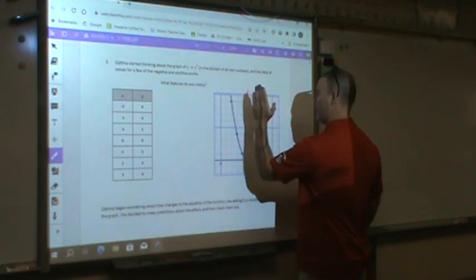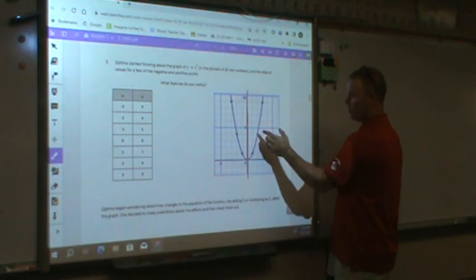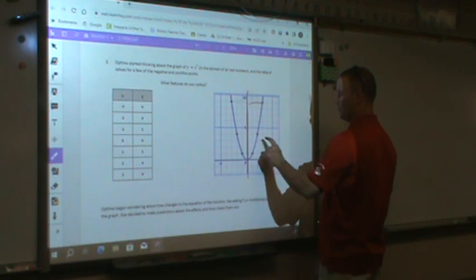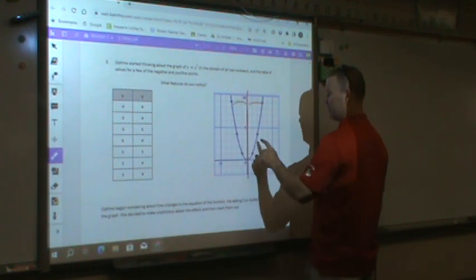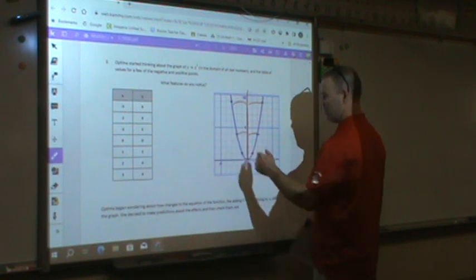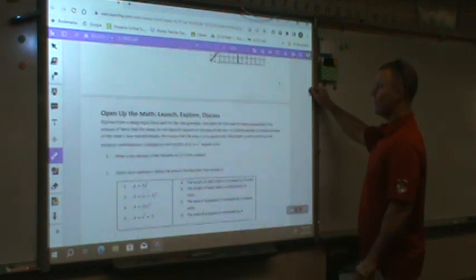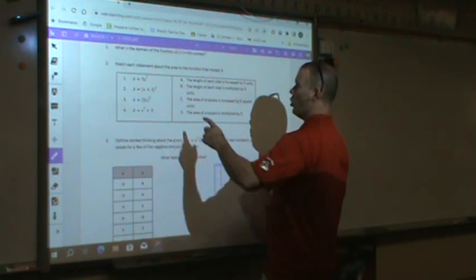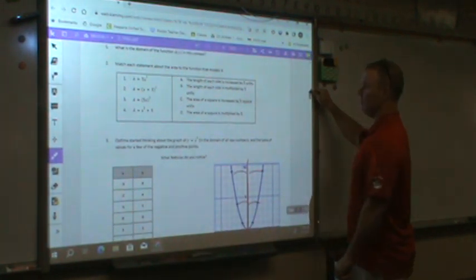So if I take the left half and fold it over on the right half, you would only see half of it there. This point would be 3 units to the right, there would be 3 units to the left, 2 units to the right, 2 units to the left. That's what symmetry is. So now as we move on, we talked about what is the domain of the function.